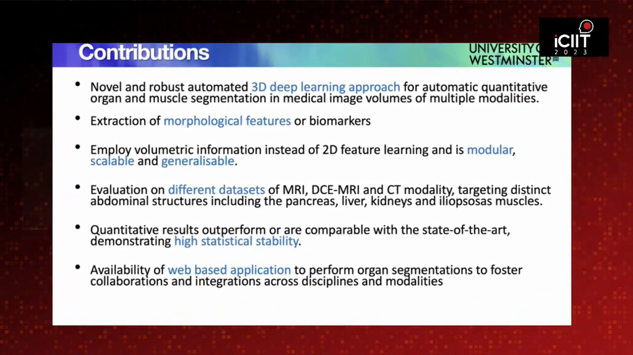DCMRI is a dynamic contrast-enhanced MRI, where a contrast agent is injected into the patient. And then we target distinct abdominal organs, for example, pancreas, liver, kidneys, and muscles, such as the iliopsoas muscles. And of course, in order to assess, we compare with state-of-the-art in order to also demonstrate the high statistical stability, given the difference in image quality among all these different modalities.